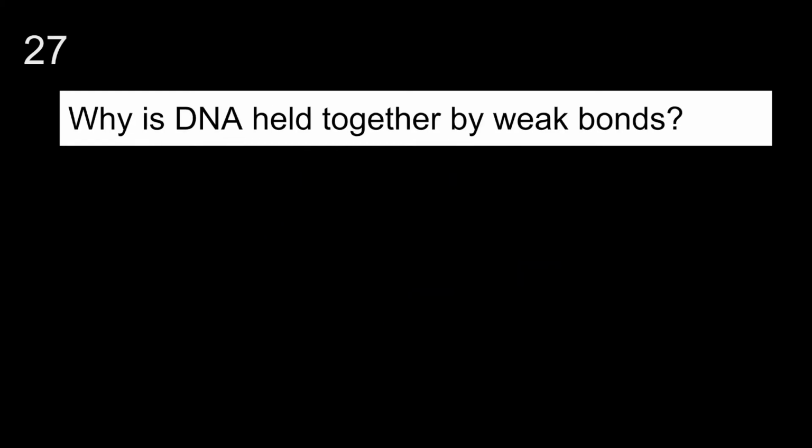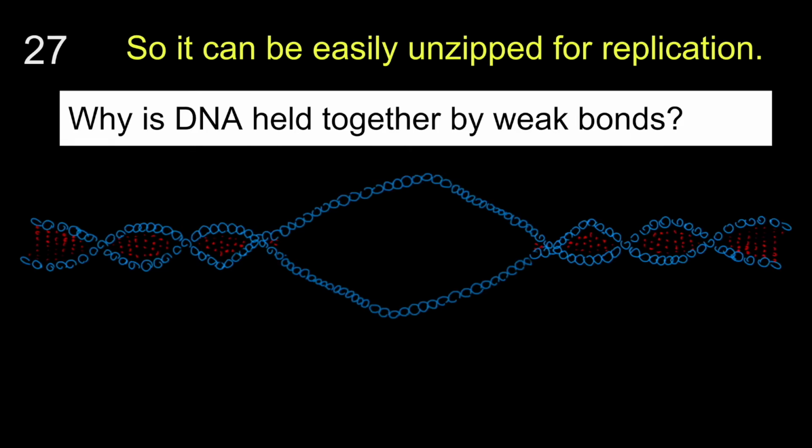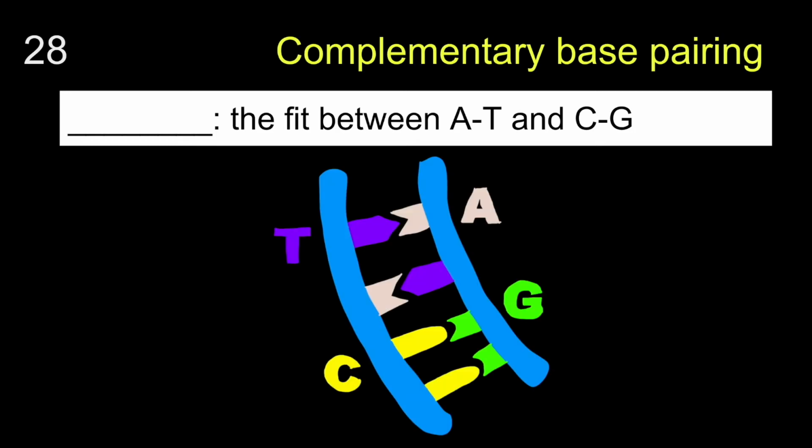Question 27. Why is DNA held together by weak bonds? The answer is so it can be easily unzipped for replication. And notice by the lack of red dots that when DNA gets unzipped, those hydrogen bonds are broken. Question 28. The fit between AT and CG. So what's the fit between adenine and thymine and cytosine and guanine? That's known as complementary base pairing. And remember, Chargaff figured that out, that adenine goes with thymine and that guanine goes with cytosine.